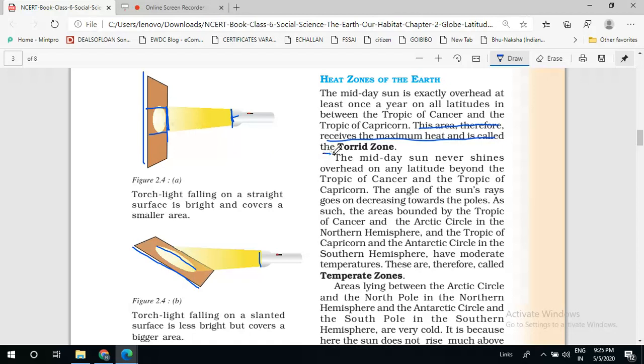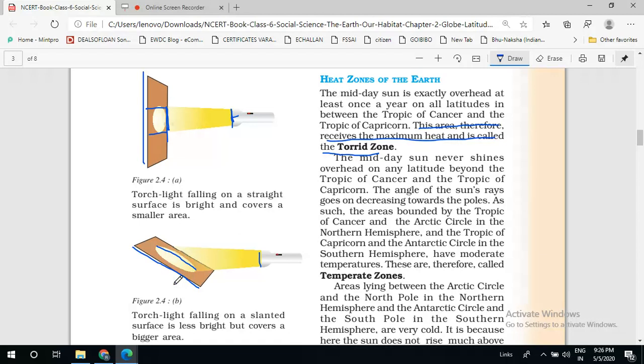And this is also important. What do you mean by torrid zone? The area covered by Tropic of Cancer and Tropic of Capricorn. The area covered between Tropic of Cancer and Tropic of Capricorn is known as torrid zone. Okay.